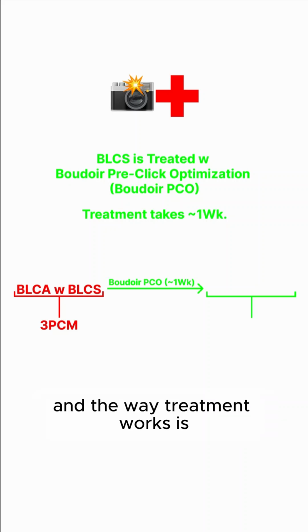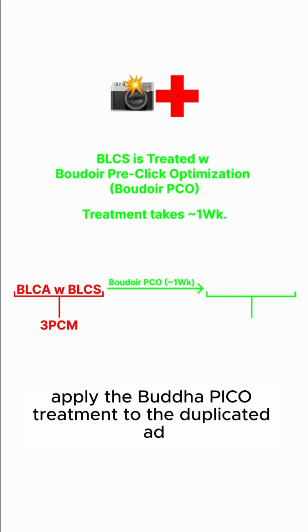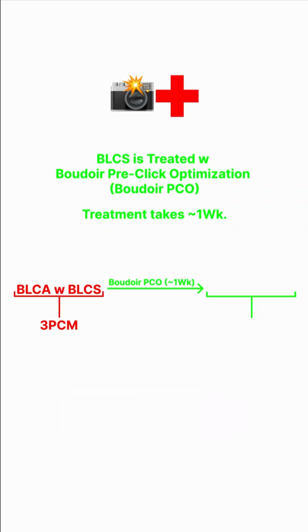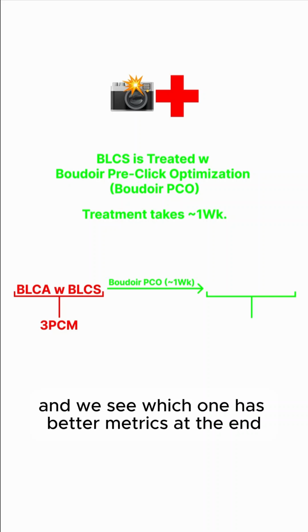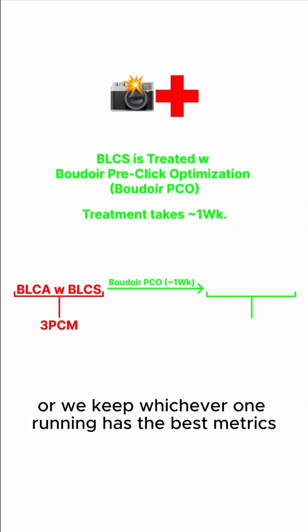And the way treatment works is we duplicate the original ad and leave the original ad as it is. We apply the Boudoir Pico treatment to the duplicated ad, leaving the original untouched. And we run them both in parallel and see which one has better metrics at the end. On average, it takes about a week. And after that, we keep whichever one has the best metrics running.